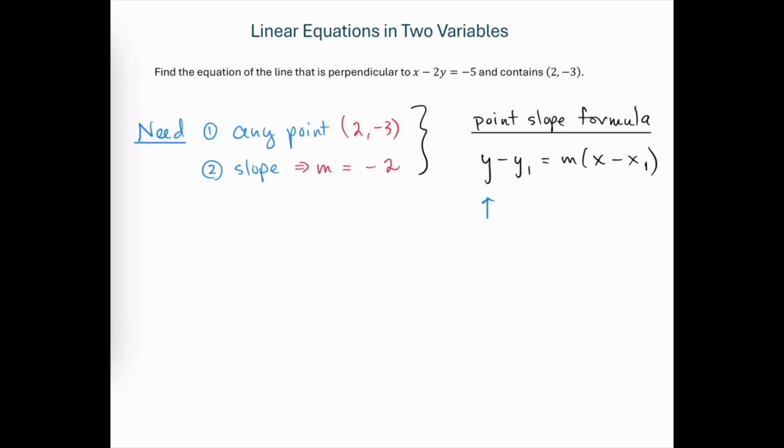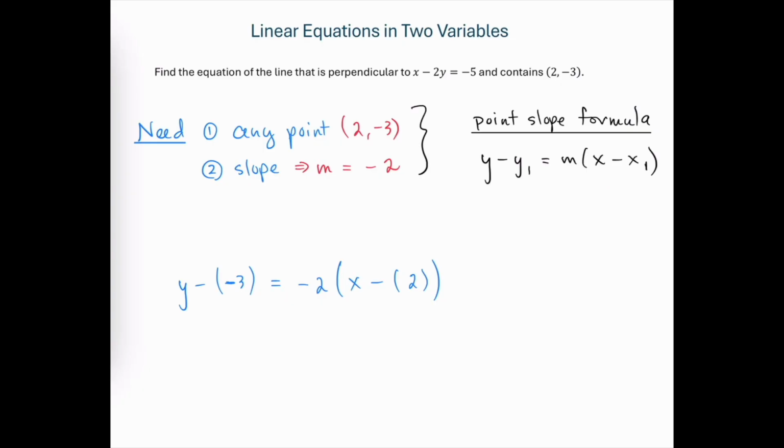So let's remember, nothing gets plugged in for this first y. That is going to remain part of the equation at the end. From that, we're going to subtract the y-coordinate of our ordered pair, and that's negative 3. The slope of our line is negative 2. This is the slope that's needed in order to be perpendicular to the given line. This is then multiplied by x. Nothing gets plugged in for this first x, but from that we're going to subtract the x-coordinate of the ordered pair that we're passing through, and in this case that's 2.